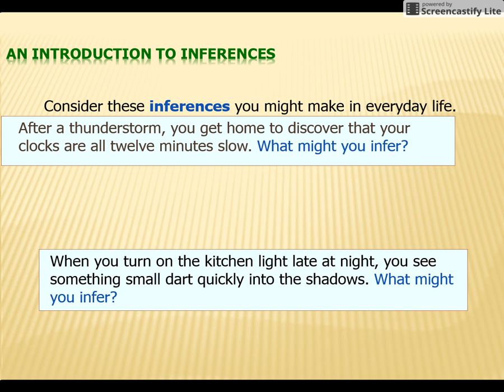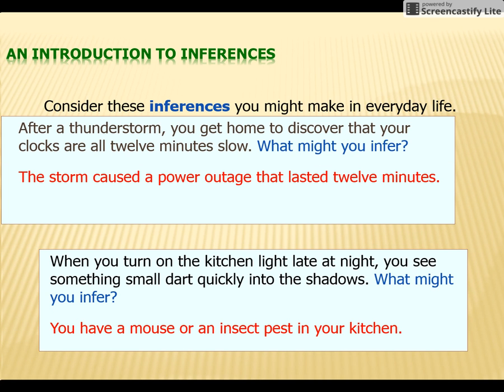After a thunderstorm, you get home to discover that your clocks are all 12 minutes slow. What can you infer from this? The second point is when you turn on the kitchen light late at night, right? You see something small dart quickly into the shadows. So again, what can you infer?